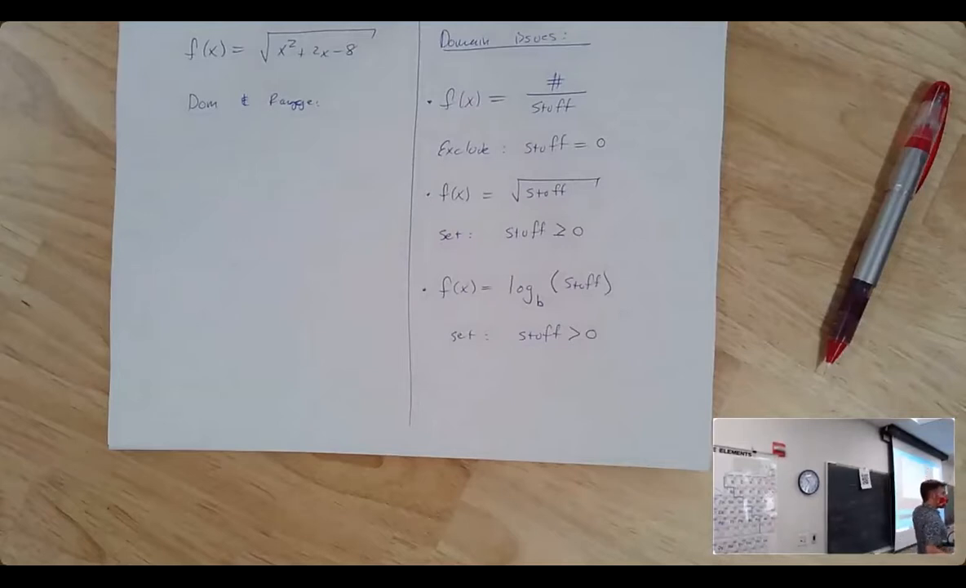These are the things we have to consider. Is there division by 0? Is there a square root of a negative? Is there a log of a 0? If none of those things are showing up, your domain is everything.